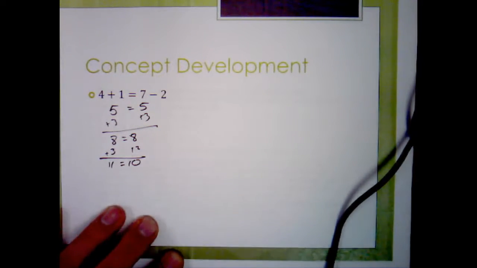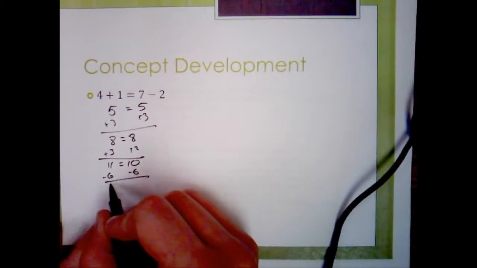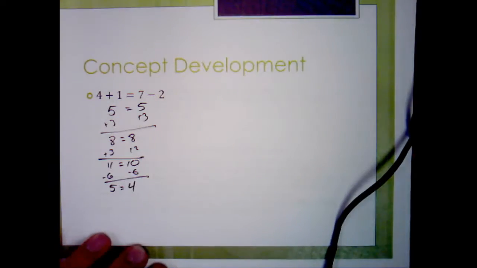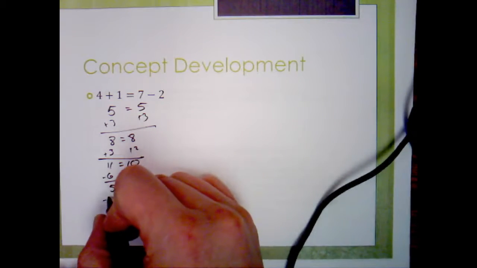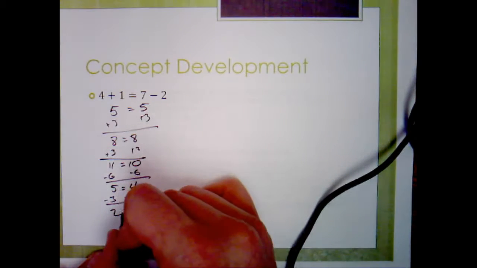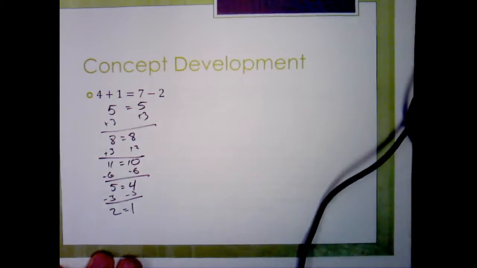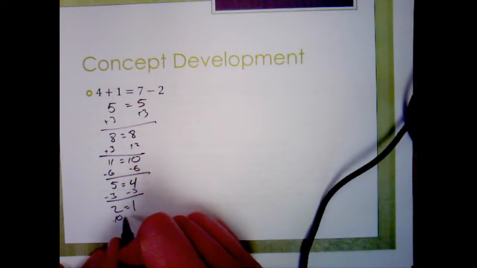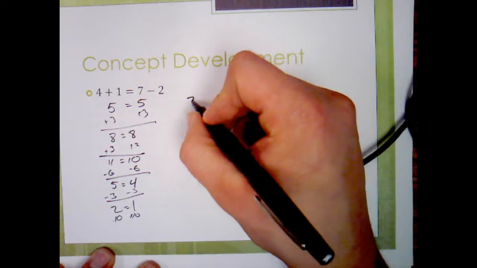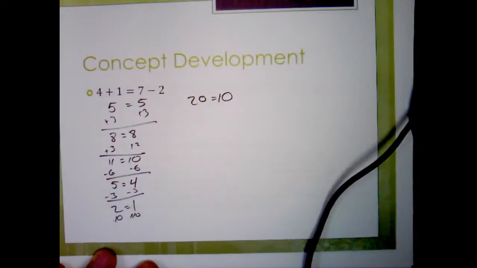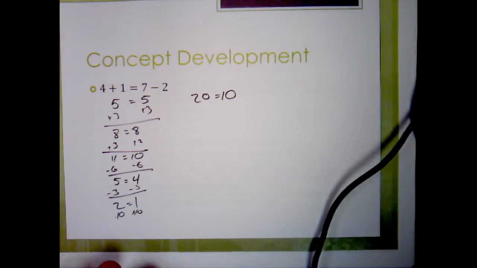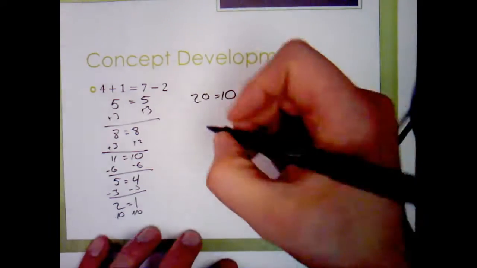Okay, now I subtract 6 from both sides. 5 is equal to 4. Okay. And now I'm going to subtract 3 from one side and 3 from the other side. Then I'm going to multiply both sides of the equal sign by 10. And I'll move over here. 20 is equal to 10. Multiply the left side of the equation by 10 and the right side by 4.